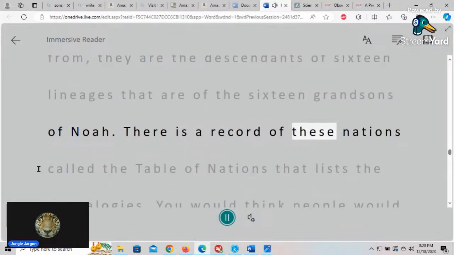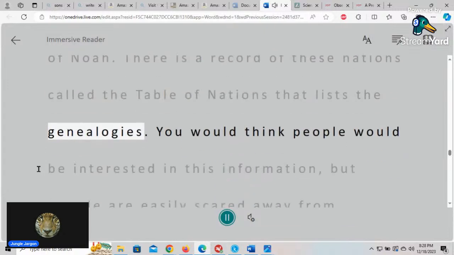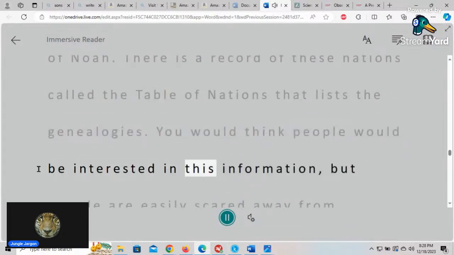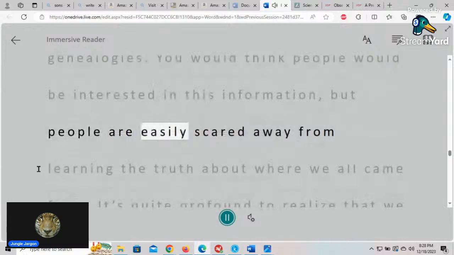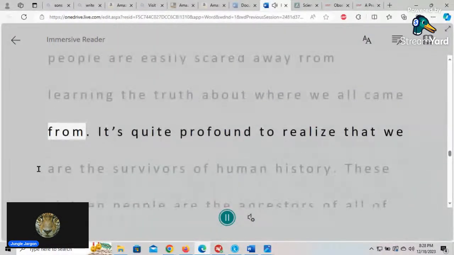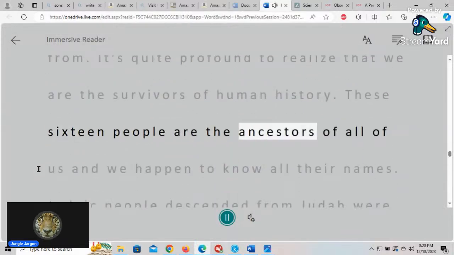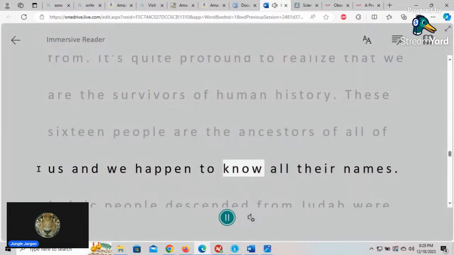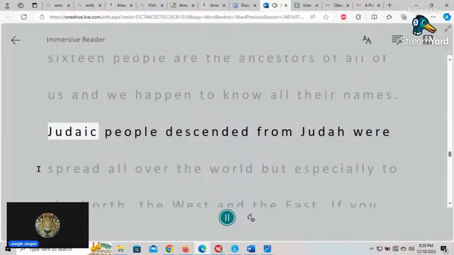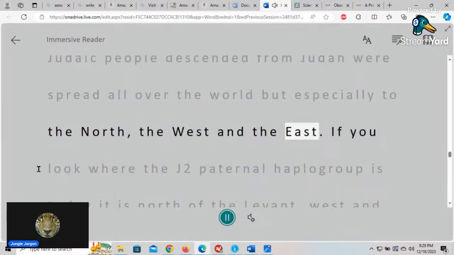There is a record of these nations called the Table of Nations that lists the genealogies. You would think people would be interested in this information, but people are easily scared away from learning the truth about where we all came from. It's quite profound to realize that we are the survivors of human history. These 16 people are the ancestors of all of us, and we happen to know all their names. Judaic people descended from Judah were spread all over the world, but especially to the north, the west, and the east.